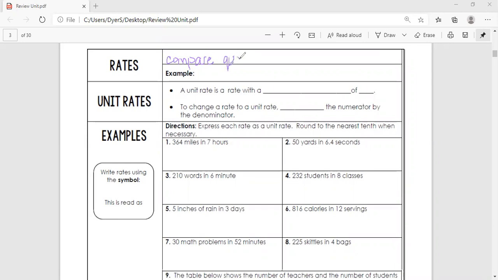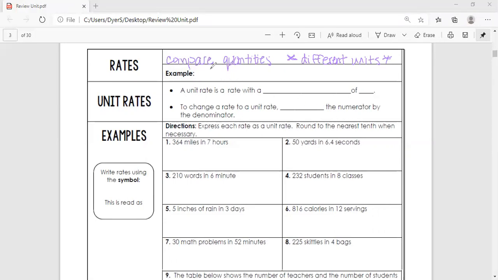quantities. Okay, I'm trying to make this pen work, and it's not being very happy. And remember, the big thing yesterday was that we talked about different units. So anytime we have a rate, it's going to be this much for that. How many of one thing for a certain quantity of another thing.